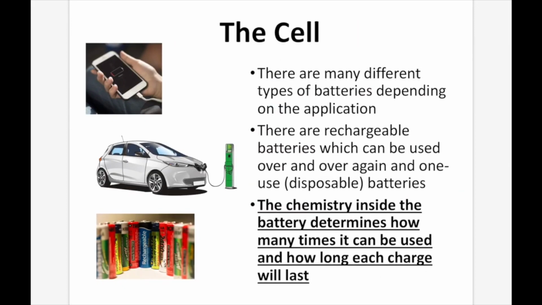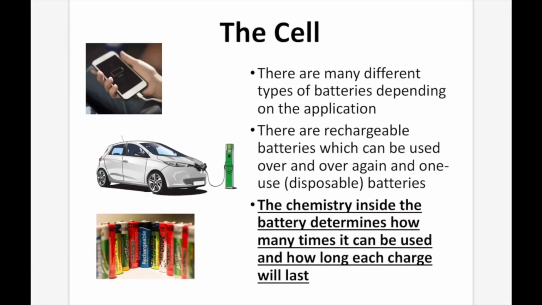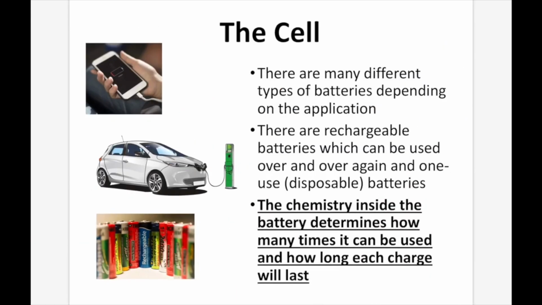Now there are many different types of batteries depending on the application. We just showed one right here. This is a car battery. That's going to be your typical AA batteries. There are rechargeable batteries like you find in electric vehicles that can be used over and over again. And then there's one-off batteries like we have in our first picture up here. These are typically batteries that once you use up all the electrical potential energy inside the cells, they're disposed of because they can't be used again. The chemistry inside the battery determines how many times it can be used and how long each charge will last. Another example of a rechargeable battery is the battery found in your device.